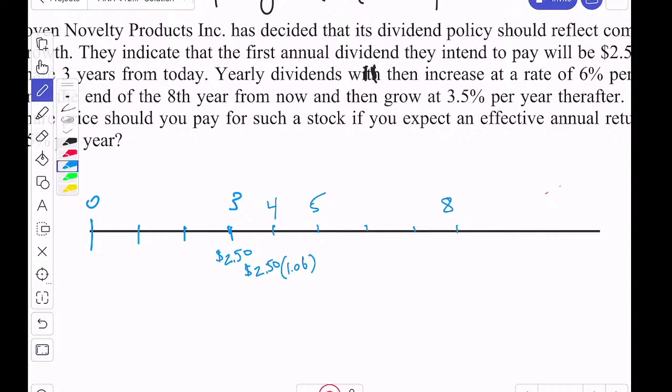So this should be 250, 1.06 to the 5. Do you agree? 1, 2, 3, 4, 5. I'm going to move it over just a little bit because I need room for the next one.